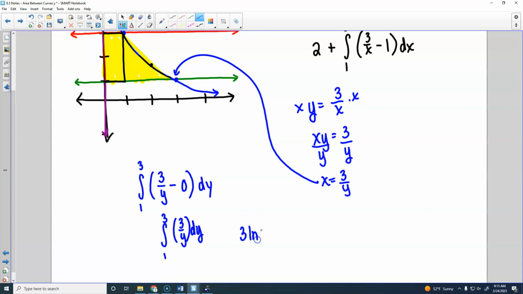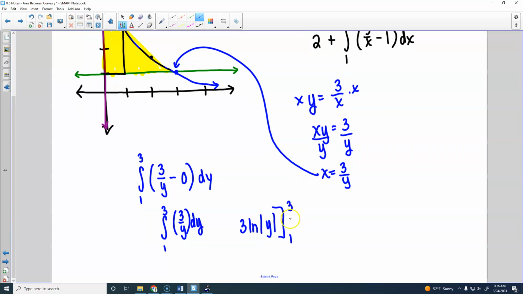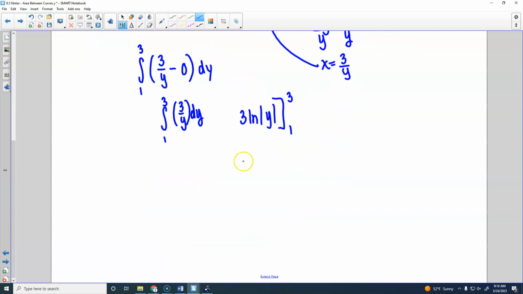3 natural log of the absolute value of y, and I will evaluate that from 1 to 3. And so I'll get 3 natural log of 3 minus 3 natural log of 1. What is natural log of 1? 0. So 3 natural log of 3 is going to be my answer.